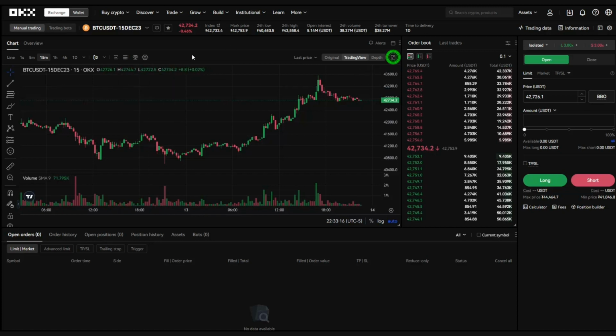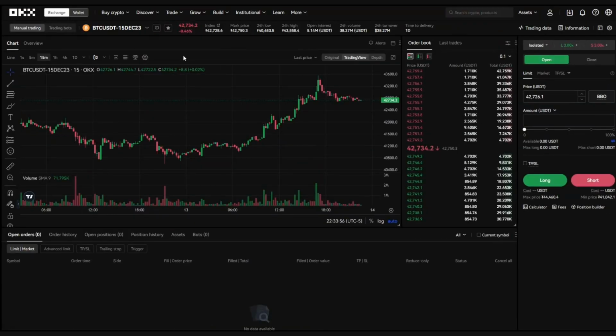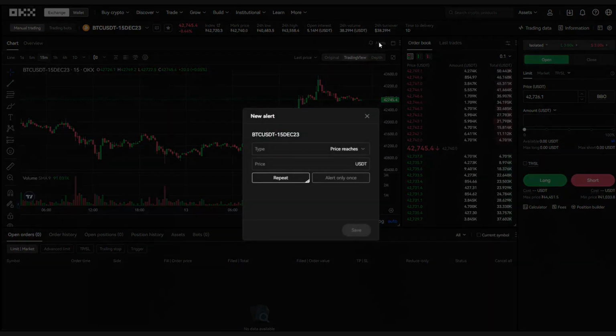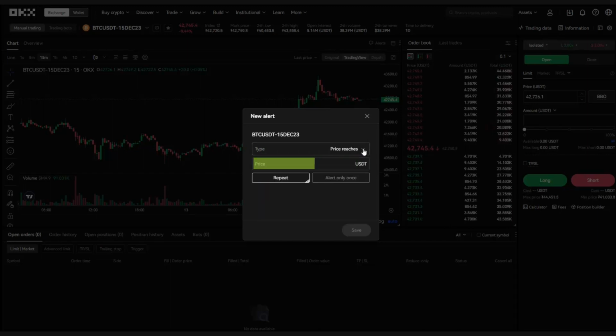In this icon, you can enlarge the chart to analyze it better. In this bell-shaped icon, you can configure price alerts. You choose how you want the alert to be triggered and set the price.